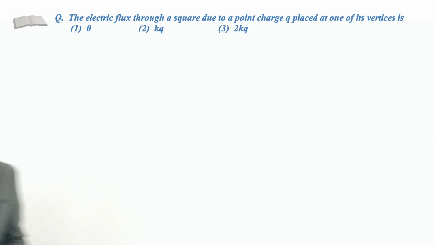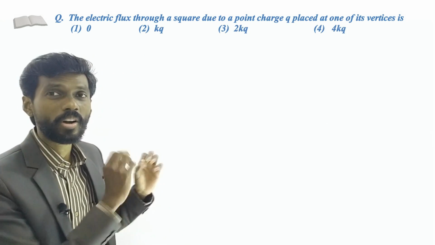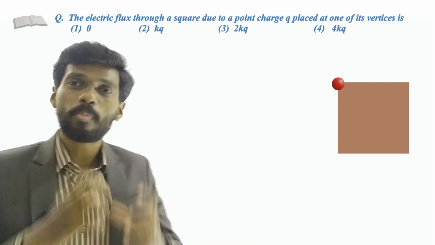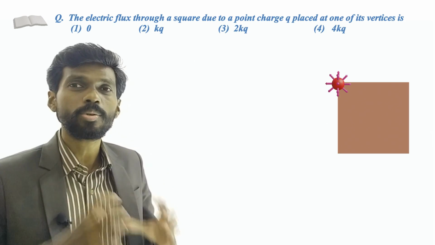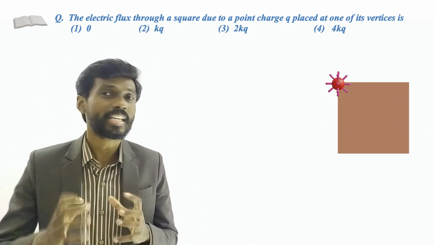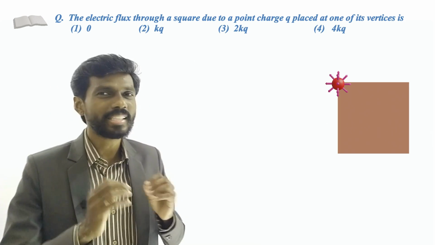The electric flux through a square due to a point charge q placed at one of its vertices. So here we are given a point charge q which is placed at one of the corners of a square plate. So this point charge has some electric field, and we need to find the electric flux due to this electric field. Alright, so let us find it not using any formula. Directly we can answer this question. It's a very simple question.